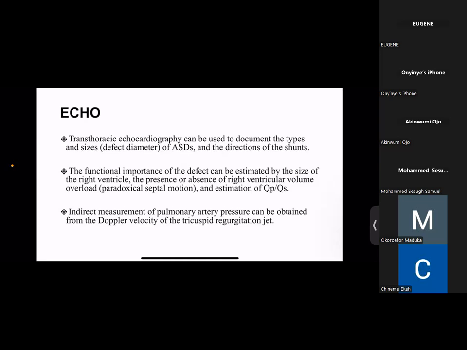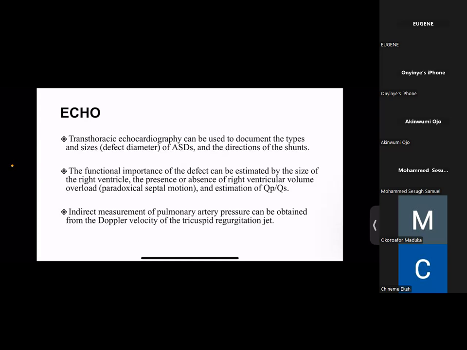When he has a dilated right ventricle, it tells you that there's increased blood flow, volume overload and pressure overload on the right side. We look for the presence or absence of right ventricular volume overload, and also estimation of the QpQs. QpQs is like estimating the flow in the pulmonary circulation against that in the systemic circulation.